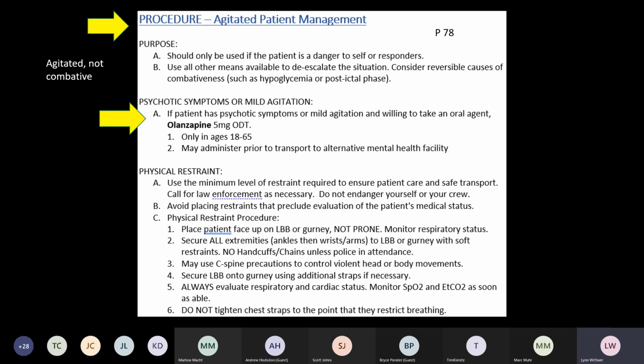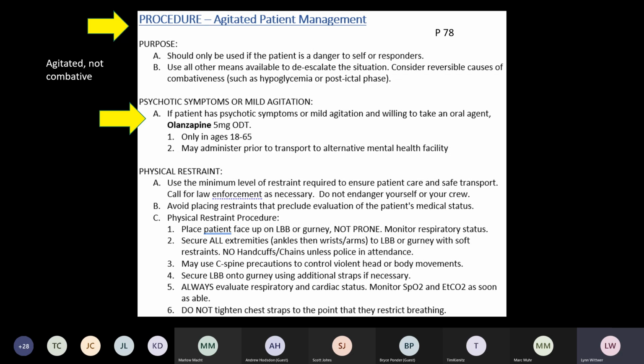Call for law enforcement as necessary. We're in the midst of having all sorts of conversations with law enforcement about how and when they will be involved. Now, do not endanger yourself or your crew.